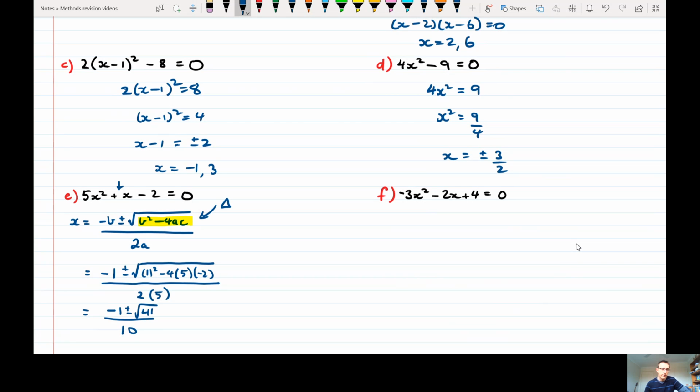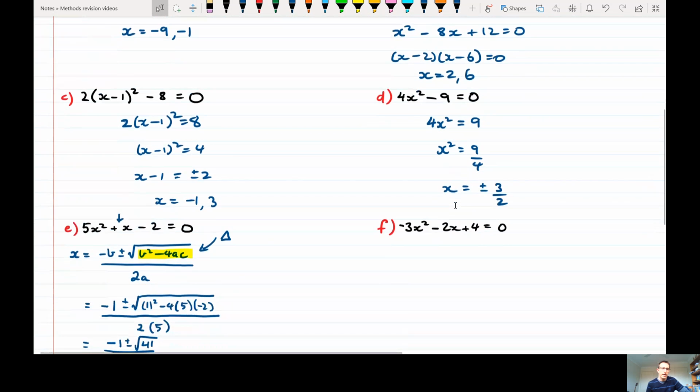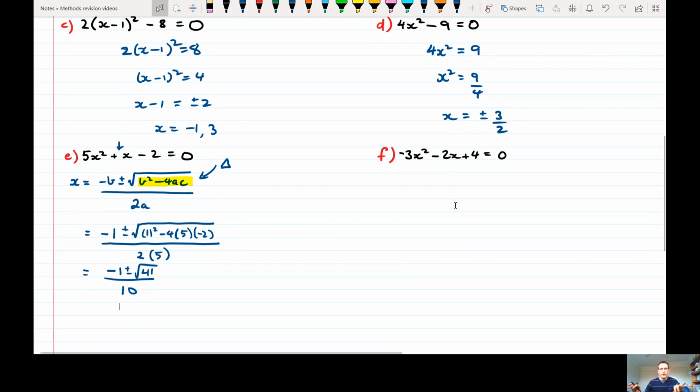If this square root came out to a nice whole number, which is what it will do in any of these top cases up here that we've done so far, it'll come out being a whole number, then you would have to split it and do negative 1 plus and simplify that, negative 1 minus and simplify that.